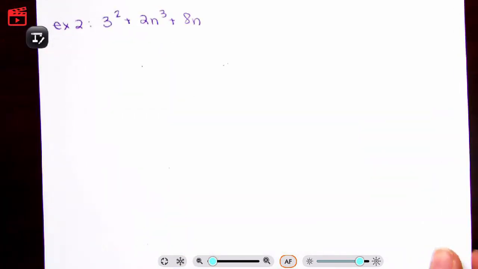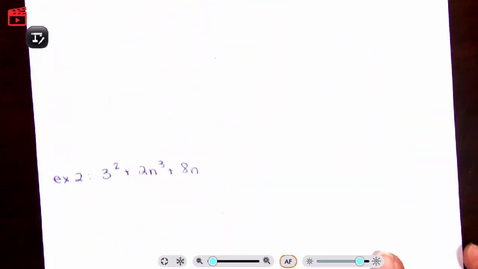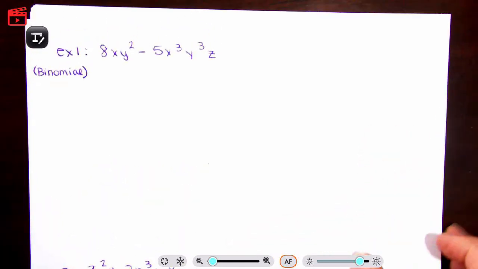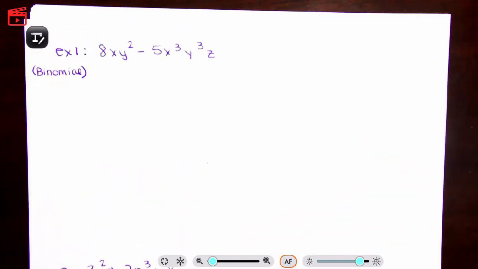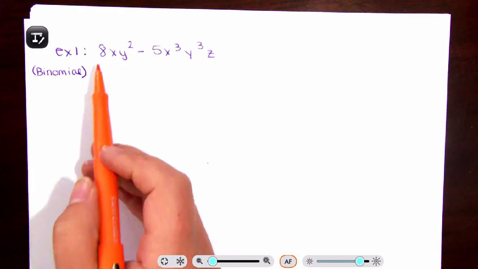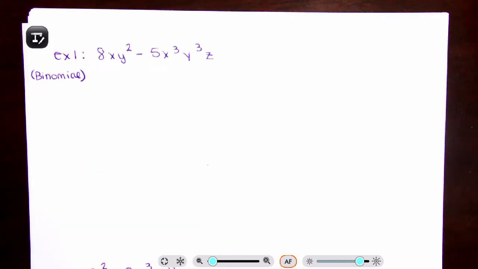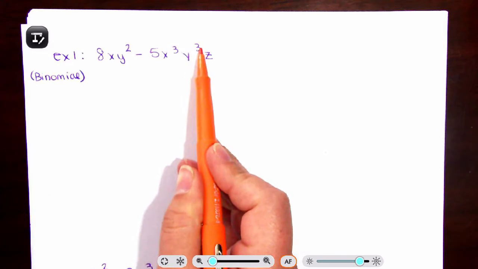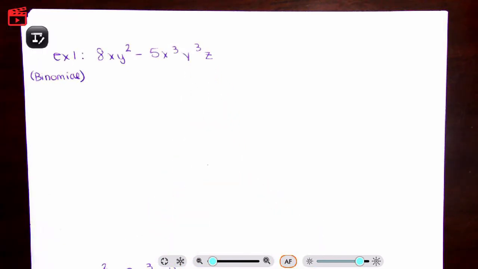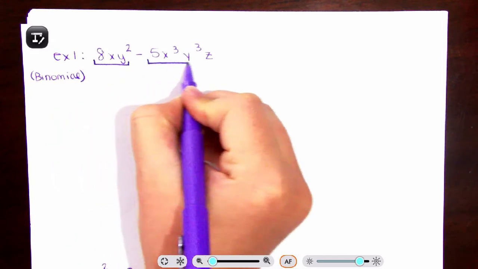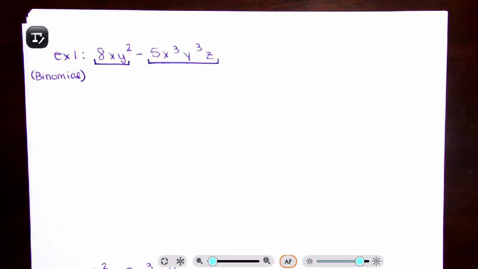All right, let's go ahead and jump into an example. Here we have a binomial of 8xy squared minus 5x cubed y cubed z. Let's go ahead and find the total degree of this binomial. Now we know this is a binomial because it has two terms. It is being separated by a minus. Again, we're adding a negative. So that's okay.